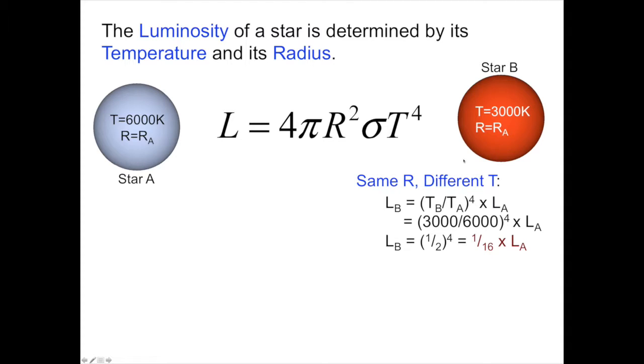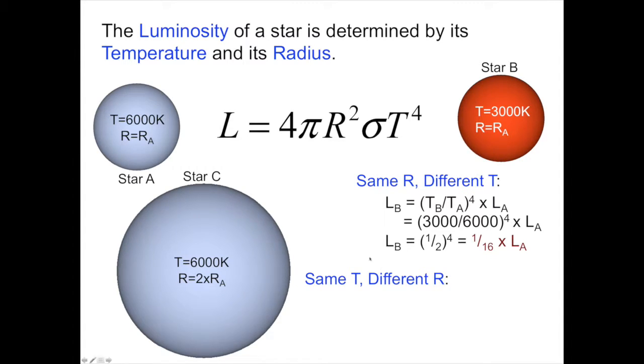In the case of 3,000 to 6,000, this will be in the ratio of 3,000 over 6,000 to the fourth power. 3,000 over 6,000 is 1/2. 1/2 to the fourth power is 1/16. So star B in this case, even though it has the same radius, because it's half the temperature, is 1/2 to the fourth, or 1/16 as luminous as star A.